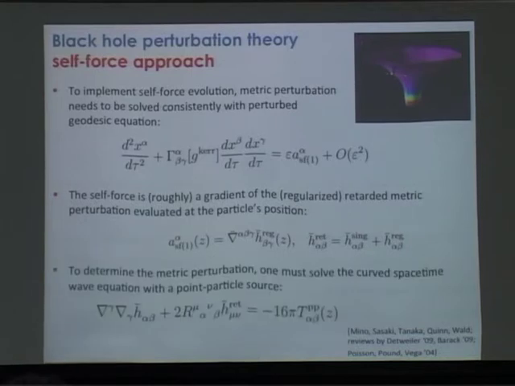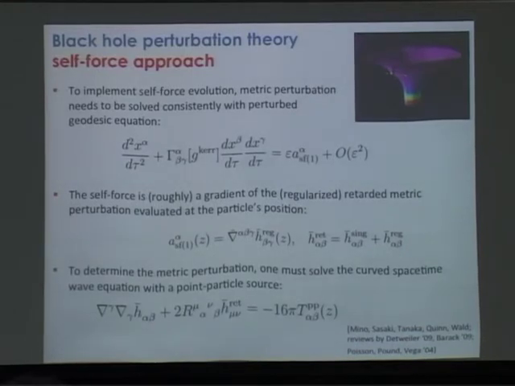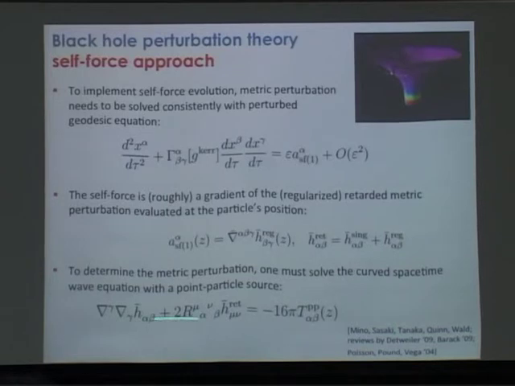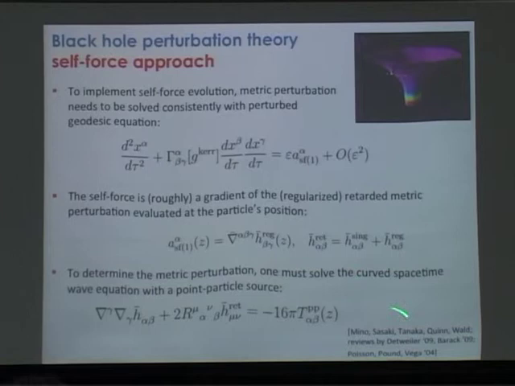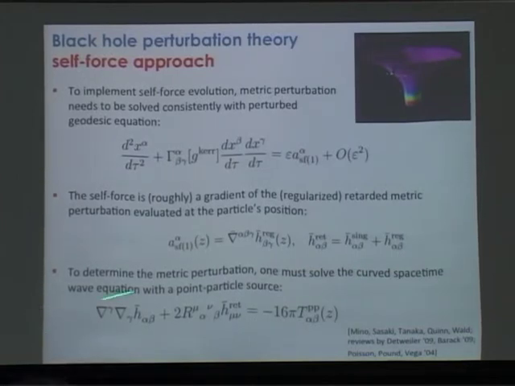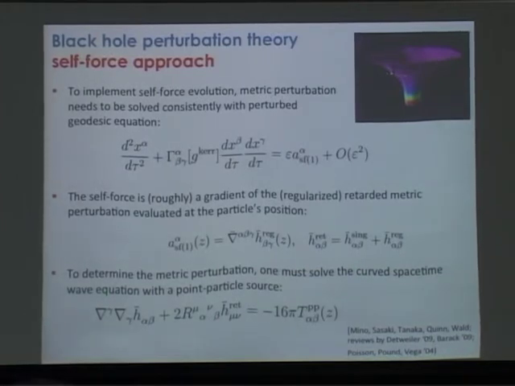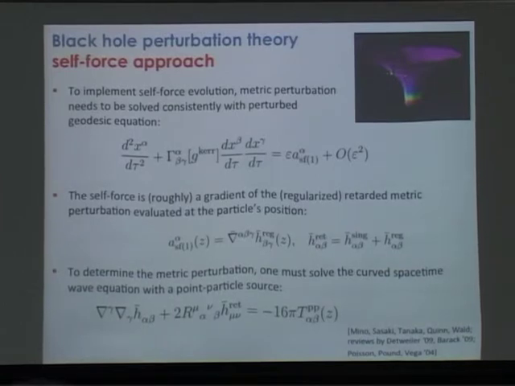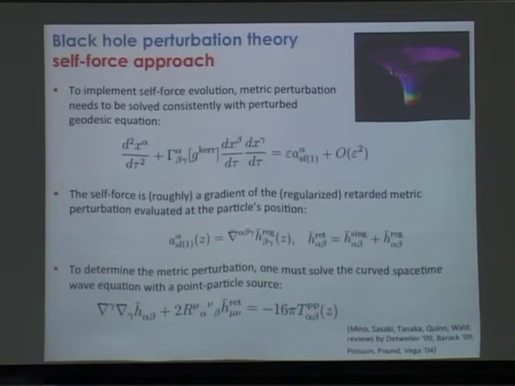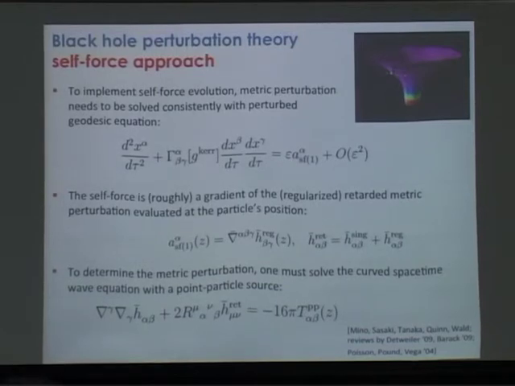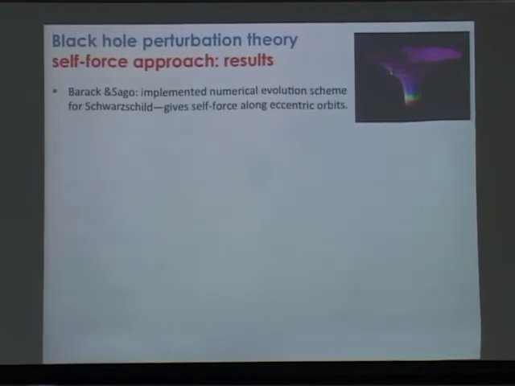You have to compute essentially the retarded metric perturbation, the full metric perturbation that you get by solving the wave equation. Given some orbit, I construct my stress-energy tensor along that orbit. I compute the retarded metric perturbation. Then I subtract out the singular piece of that metric perturbation, and then I take a gradient of that regularized metric perturbation. That gives me the self-force, and that tells me how to perturb away from my geodesic orbit. Then I can iterate this procedure, and that gives me a way of evolving these EMRI orbits that's more accurate than this radiative approximation.